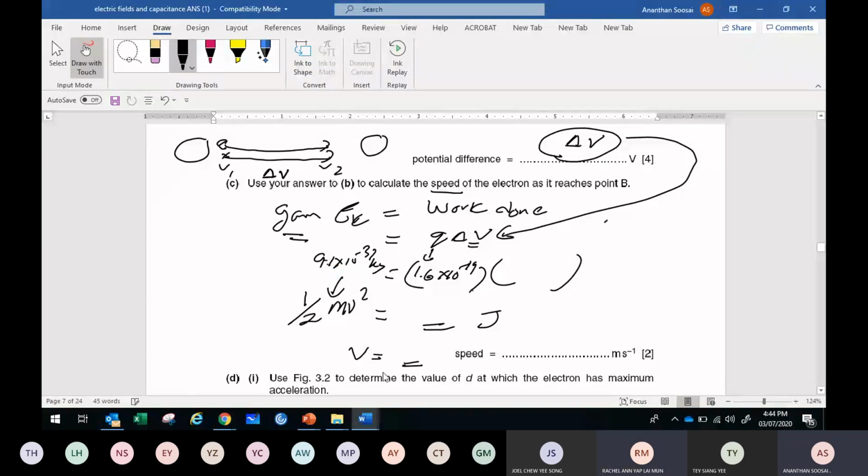Okay, but this is the flow. So for those who think about the first point, gain in kinetic energy is the work done by the field, and Q change in V comes to your mind, then you are on the correct track. Q change in V gets one mark. And half mv squared equals to that, you can find the V. Any questions from this part? Any part you don't understand?